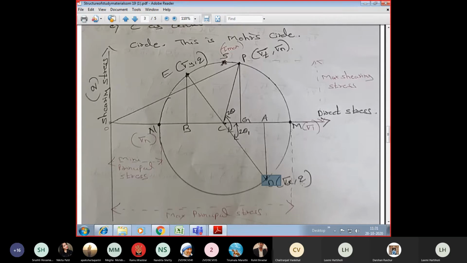Sigma x, q. Was it given to you in the previous examples? Yes, ma'am. Right. So you can take the same numerical example also, not an issue. Mark the point D, that is, the coordinates are sigma x comma q.